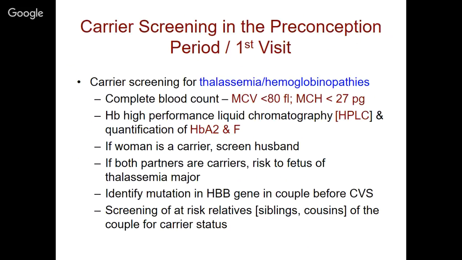You do it in the lady. If she is a carrier, please screen the husband. The risk for the fetus is again only if both partners are carriers. And if both partners are carriers and a prenatal diagnosis has to be done, as for all other disorders, we need to do the HBB gene testing or the thalassemia gene testing in the couple, identify the mutation, because that is what we are going to check in the fetus. We cannot do the HPLC in the fetus.